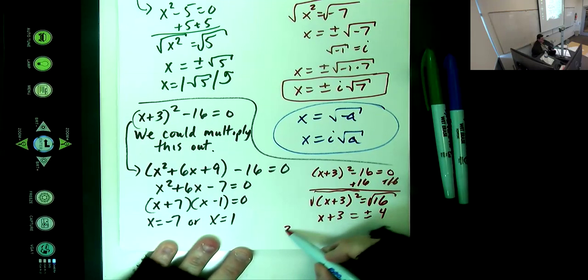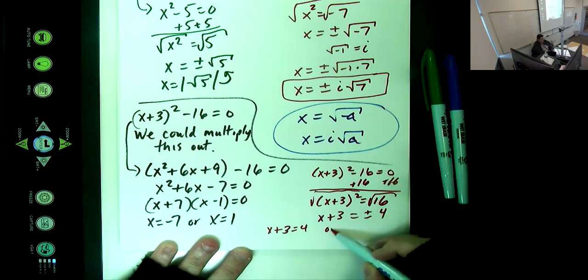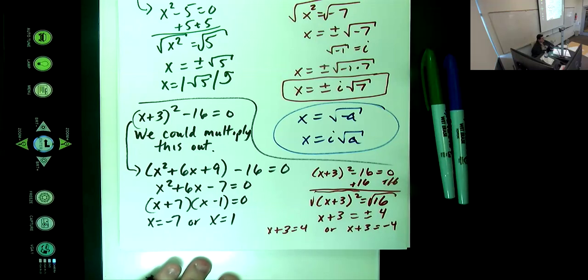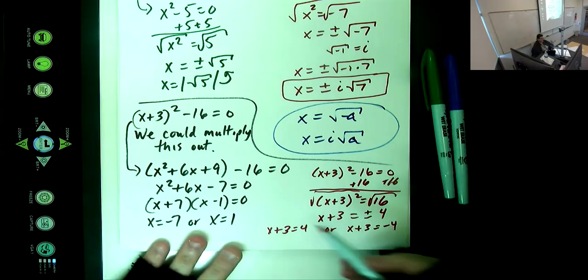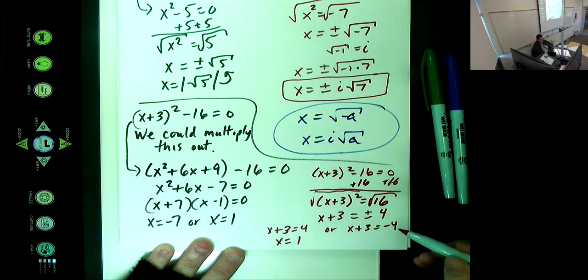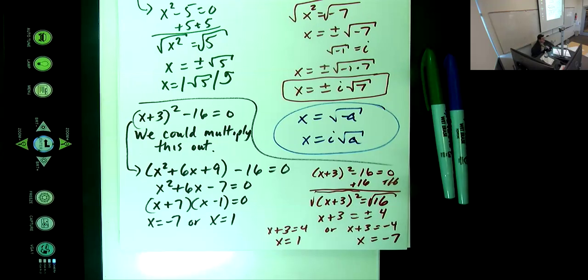So one of these is x plus 3 equals 4, or x plus 3 equals -4. That's really what plus or minus 4 means. And so if we solve this, we subtract 3, we get 1 there, and we subtract 3 here, and we get -7 here. Does that make sense?